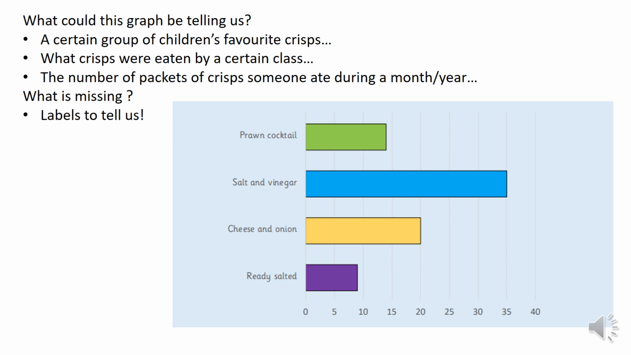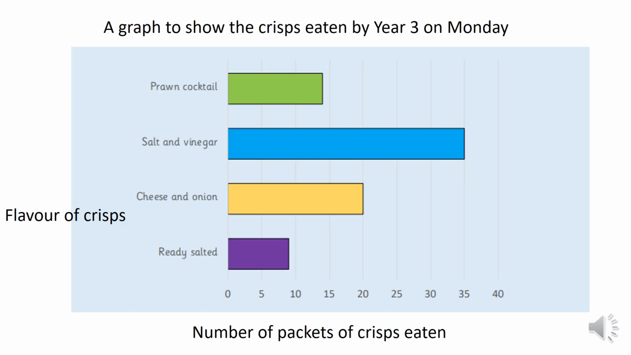So what is missing? Labels are missing. And labels are really important because they tell us what the graph is about. I've now added 3 titles to the graph. The first title is like a heading. It lets us know what the graph is about. So for this one, it's a graph to show the crisps eaten by Year 3 on Monday.